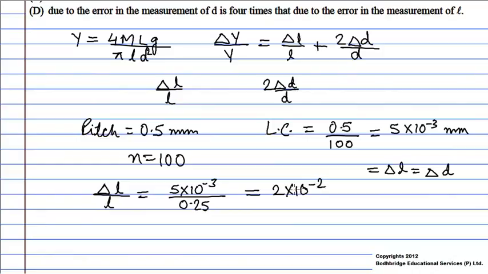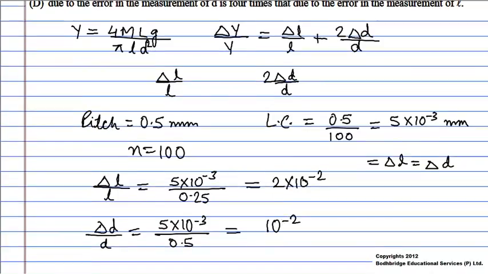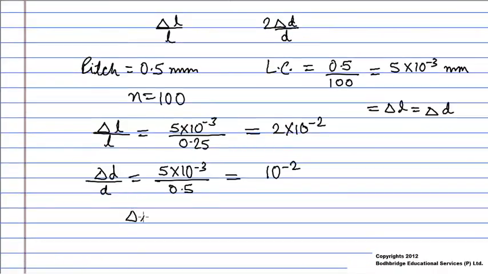Also, delta d upon d is equal to 5 into 10 to the power minus 3 upon 0.5, where 0.5 is equal to the diameter as given in the question. Solving this, we get delta d upon d is equal to 10 to the power minus 2. Clearly, delta l upon l is equal to twice of delta d upon d.